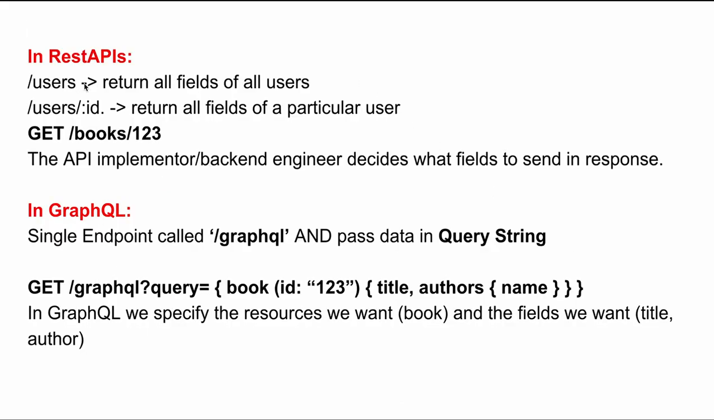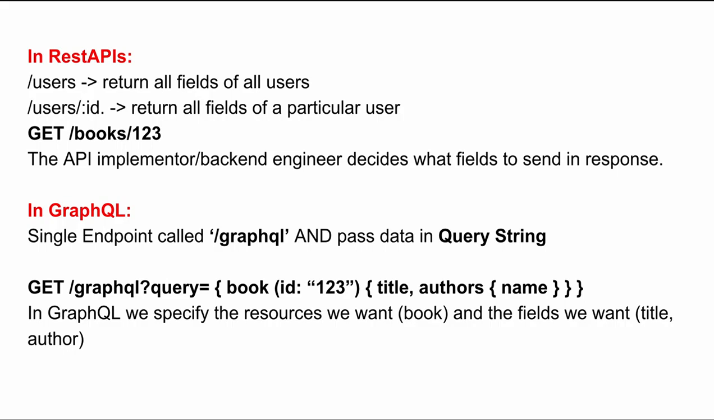So if we need all the users in REST API, we send the request to /users and it returns us all the fields of all the users. And if we need a specific user with an ID, we need to send a request to /users/ID. That is the syntax that we have been following for several years. If we pass the ID to our API, it returns us all the fields of that particular user. Similarly, if we need a book with ID 123, we need to send a request to /books and pass the ID as a parameter. And the backend service, that is our API, decides what data the API will return.